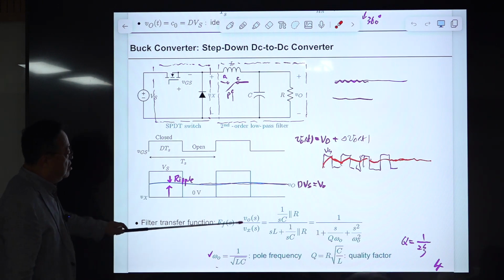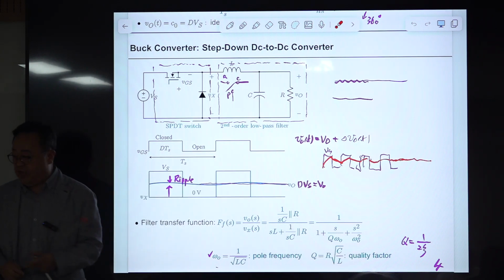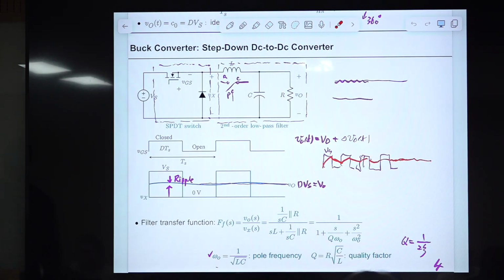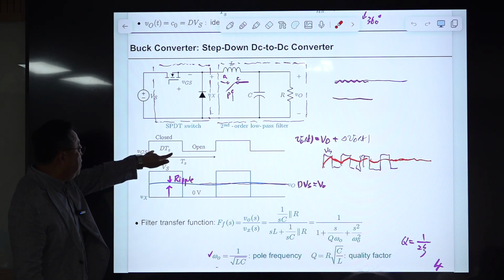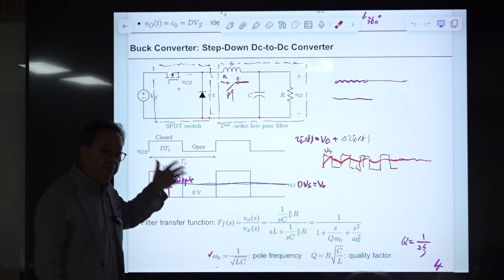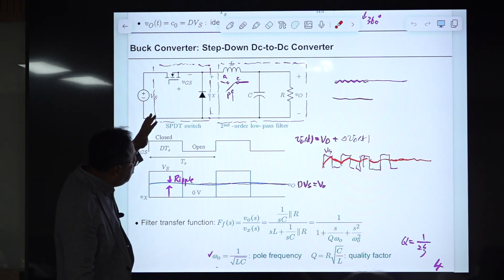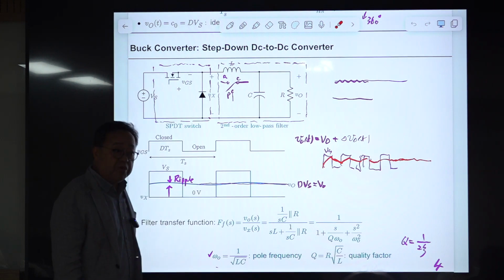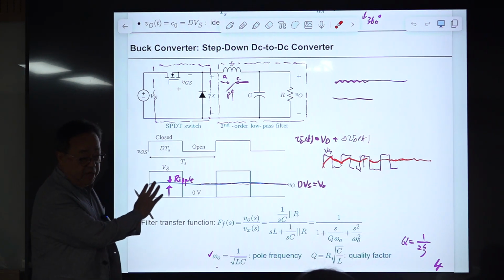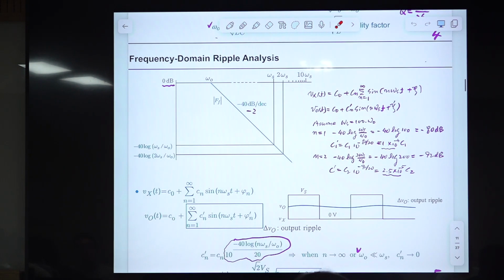We evaluate this transfer function from here to there to calculate the attenuation of this ripple component. The waveform contains the DC component, and it also contains the harmonics. The DC component will pass untouched, and we want to remove all the harmonic components, but that is impossible with this practical low pass filter. So we went through this slide.